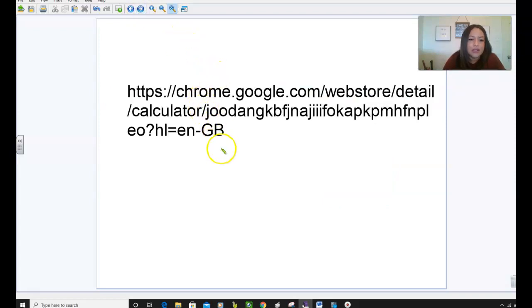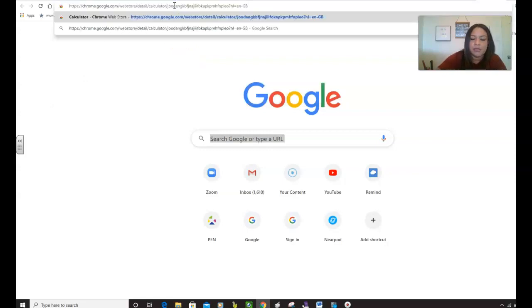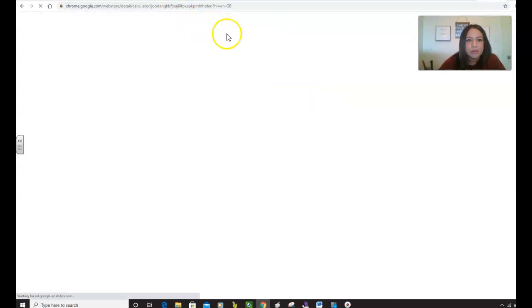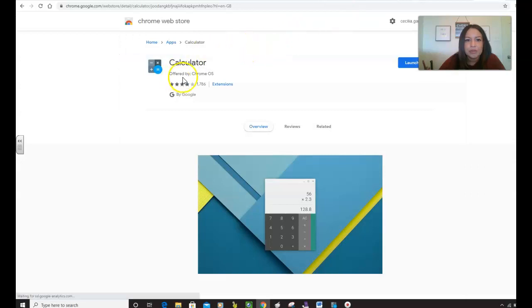Okay, so I told you guys that you can use a calculator. I'm going to post this link for a Google app that you can put into your Chromebook. So if you would copy that link, which I'll post in your folder, you go ahead and paste it into your Google search bar. It takes you to this place where you can download a Google app. So it gives you this calculator that you can download.